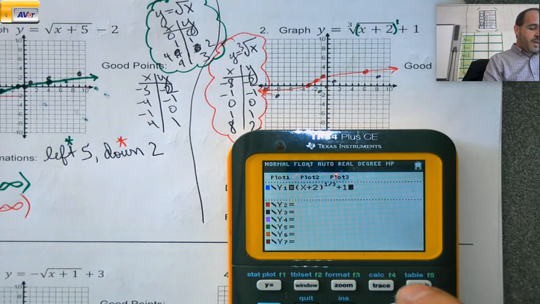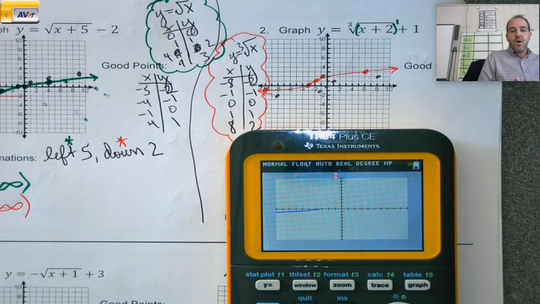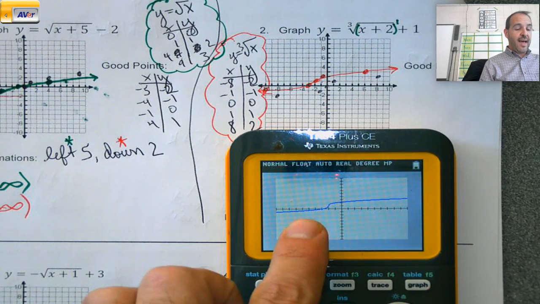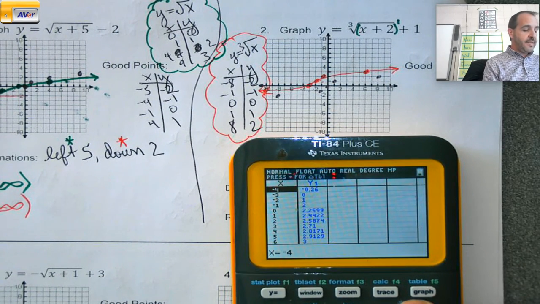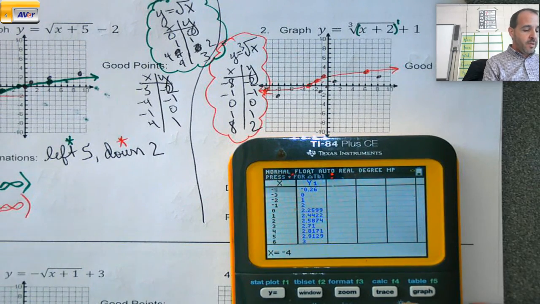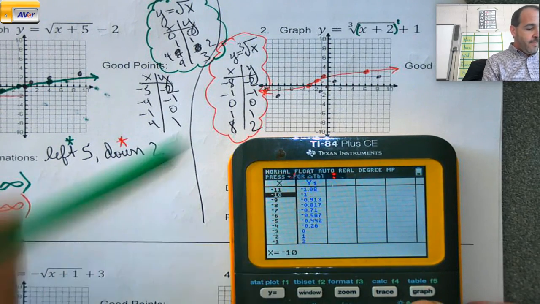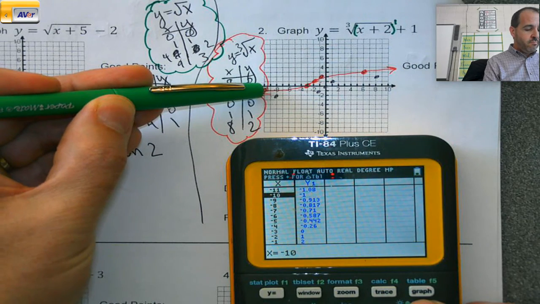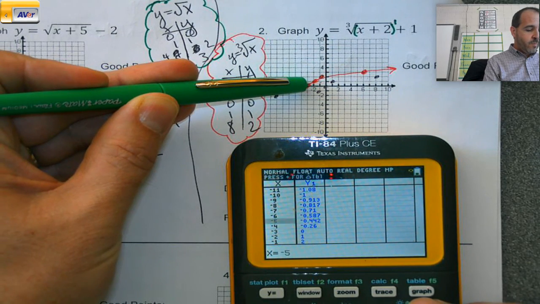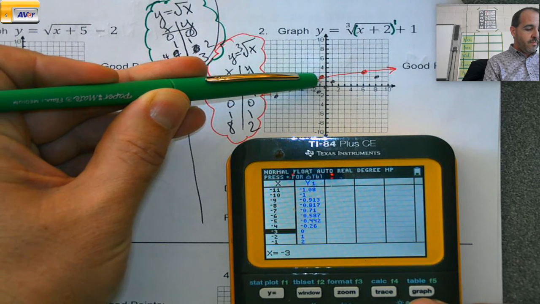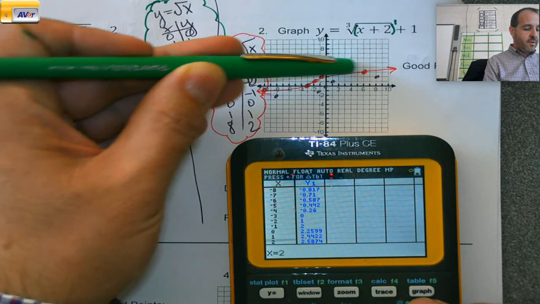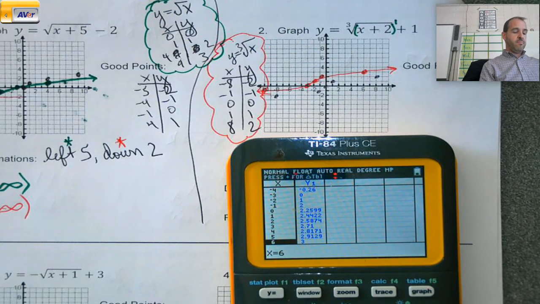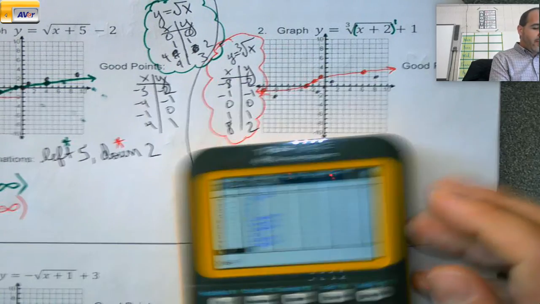Now, if I graph it, it's still going to look like the snake that it always did. It didn't really change anything. But notice, it's not going through the middle anymore. It's shifted left and up. And if I look at my chart, let's look and see if the points end up being the same. So let's see. -10, -1. -3, 0. -2, 1. -1, 2. And 6, 3. Okay, and we'll jot those points down here.